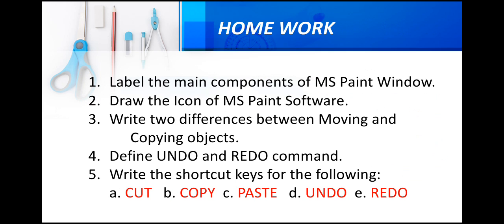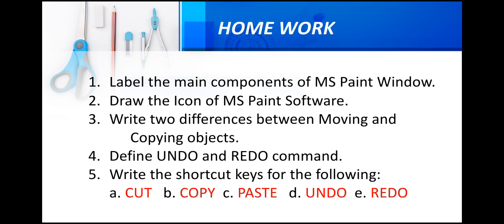Paste that paper, the carbon copy or the photostat, in front of your question, on a blank page. Number 2: draw the icon of MS Paint software. I have shown you the icon of MS Paint software at the start. You have to draw it and color it.